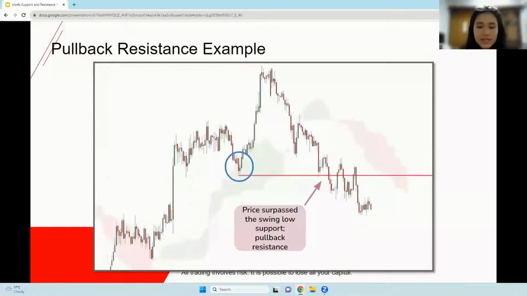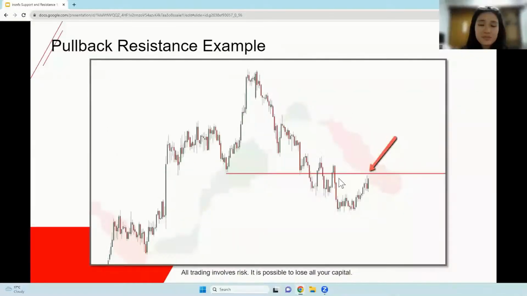Another example here. We have a significant swing low over the circled area, and thus it is a possible support level. But now that price has pulled back and surpassed the swing low support, it is then a pullback resistance. Now let's see if price pulls back to this resistance level. And you can see that it actually did.